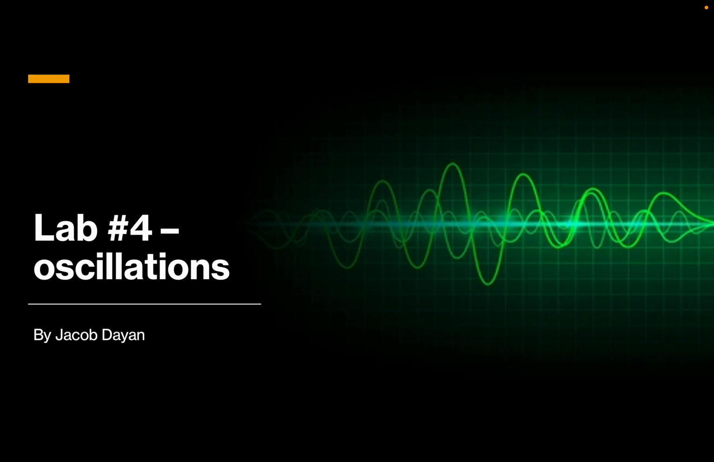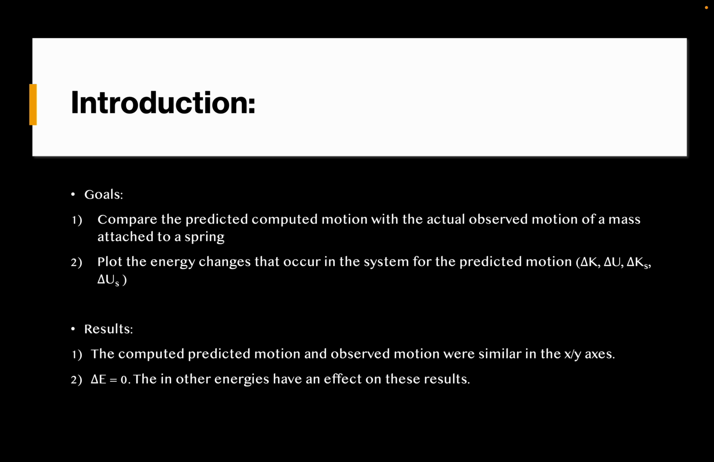And I'm going to talk about Lab 4, about oscillations. So our main goals of the experiment were to compare the predicted computed motion with the actual observed motion of a mass attached to a spring, and to then plot the energy changes that occur in the system for the predicted motion. The results were that the computed predicted motion and the observed motion were similar in the x and y axis, and that the total change in energy equals 0.